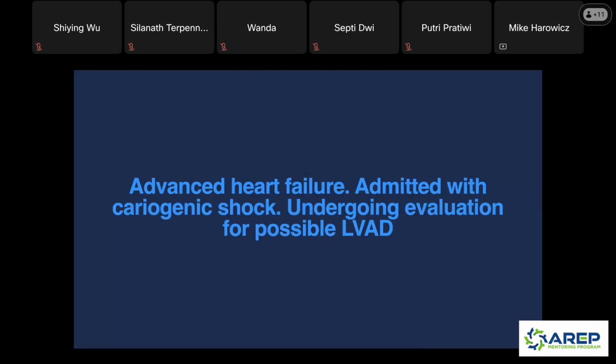Okay, new case, right? So this is a patient who's in the hospital, so very sick, right? They're in advanced heart failure, and they're actually admitted with cardiogenic shock. Team is trying to figure out what to do. They're thinking about doing an LVAD. And for those who don't know what an LVAD is, it's a left ventricular assist device.